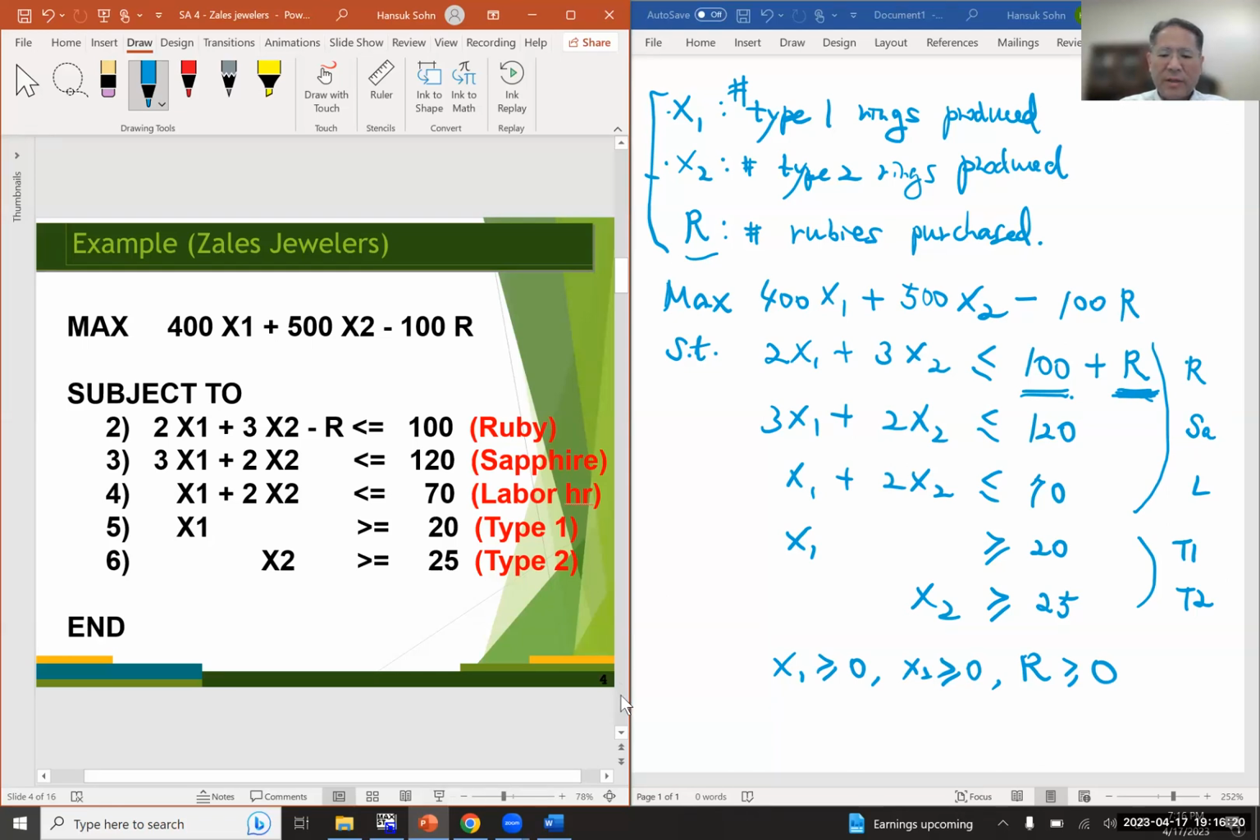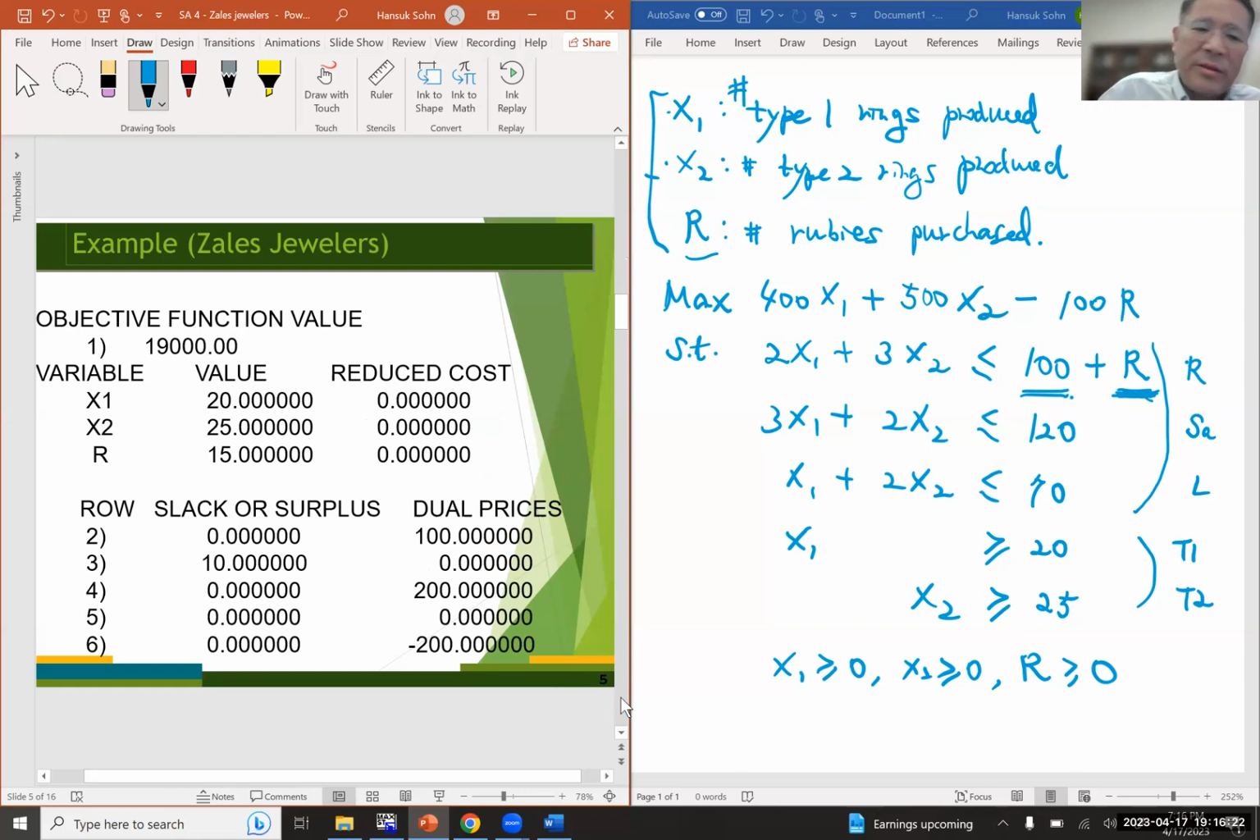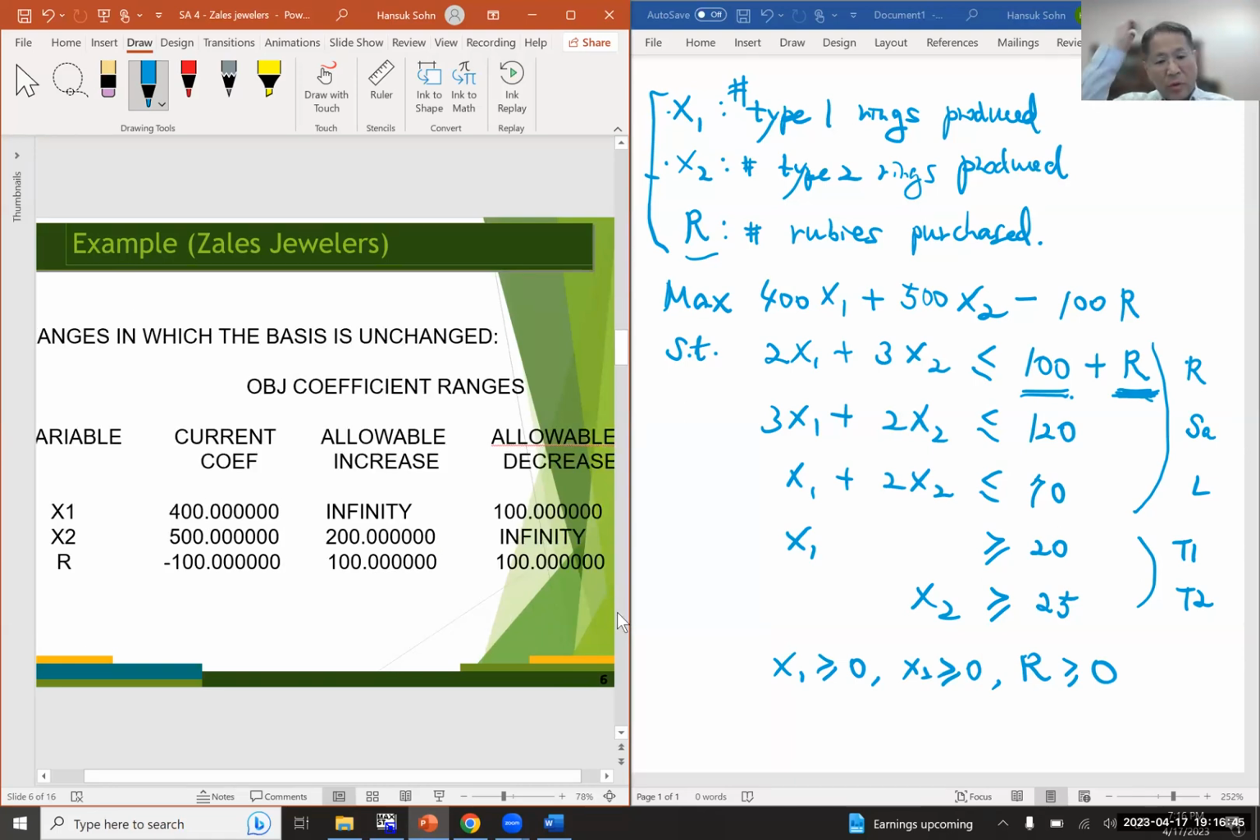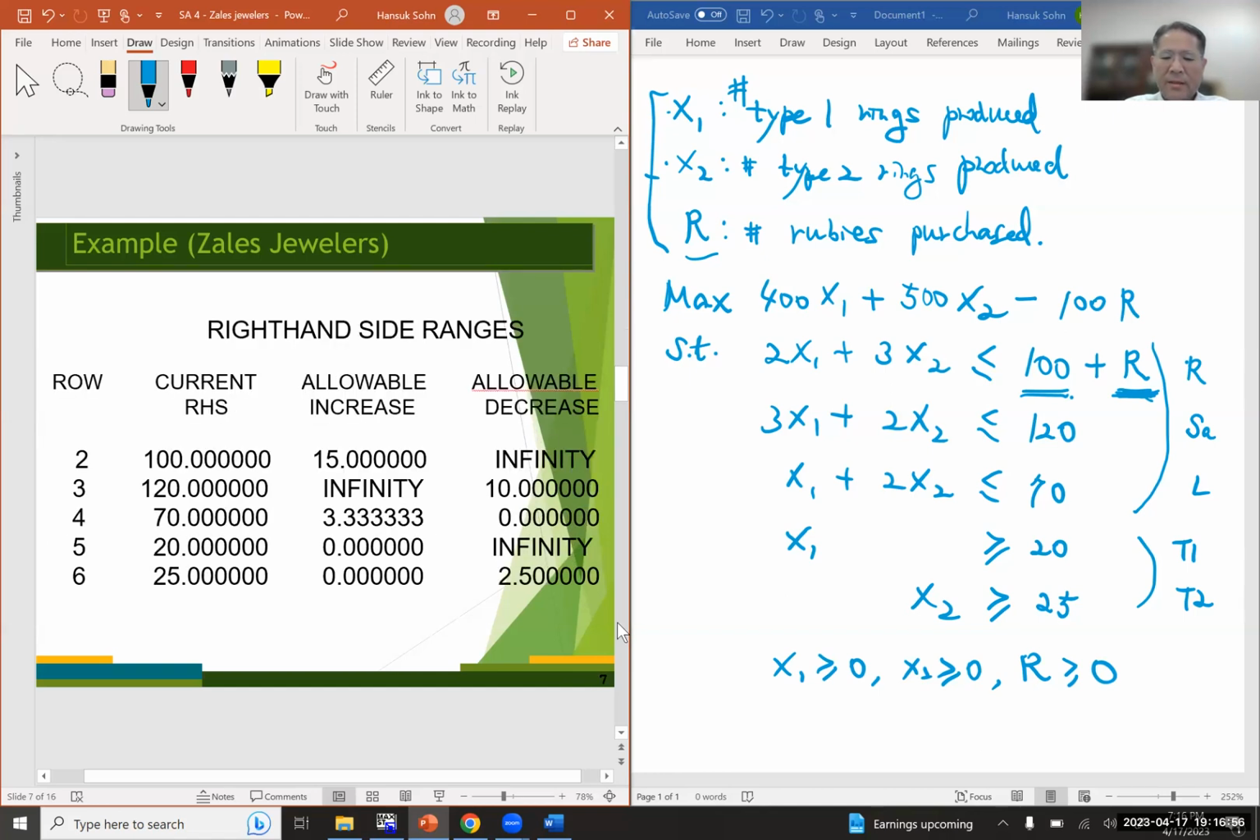And of course, if you run this program, you are going to obtain these optimal solutions, okay? And in a minute, we are going to talk about reduced cost, dual prices, and slack variables, in addition to this optimal solution and optimal objective function value, right? Both Lindo and Lingo also provide these range information, the allowable ranges for the objective coefficients and the right-hand side values of each constraint, right?